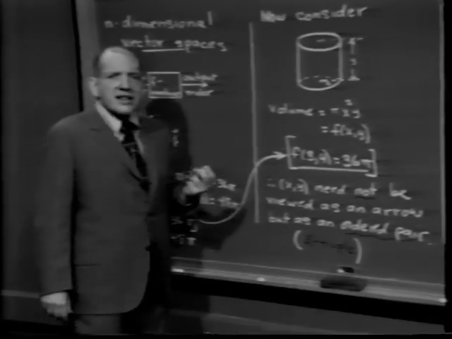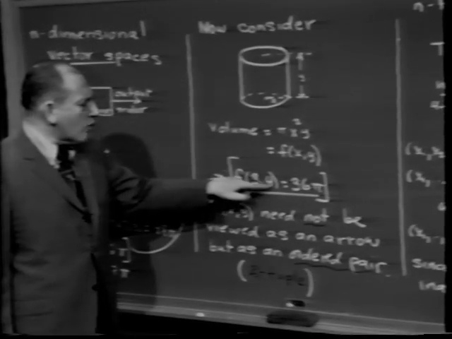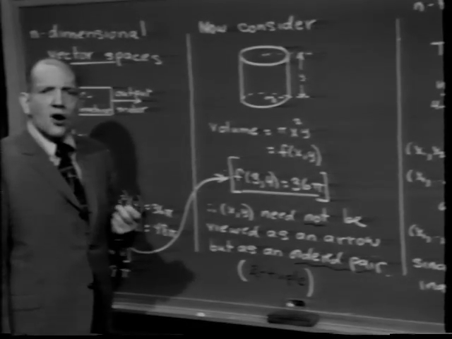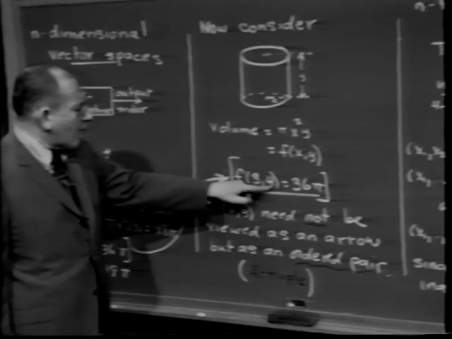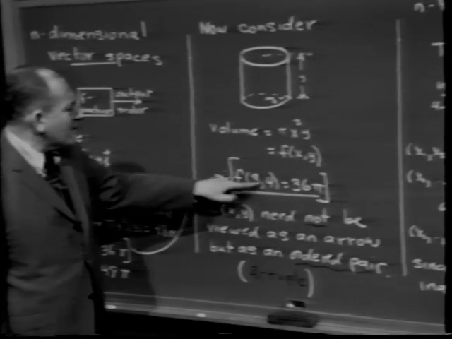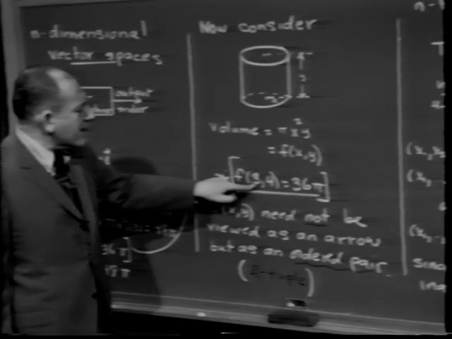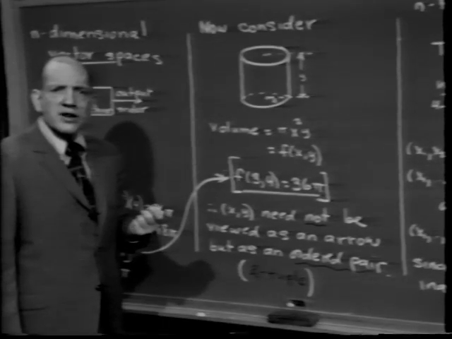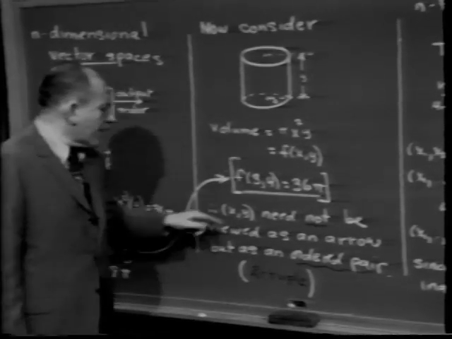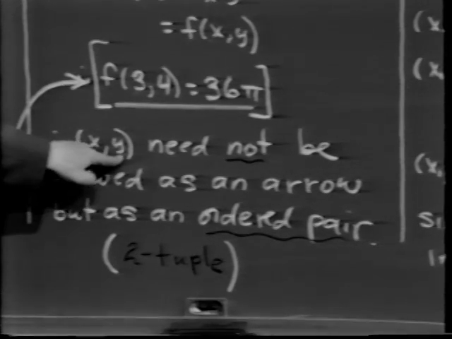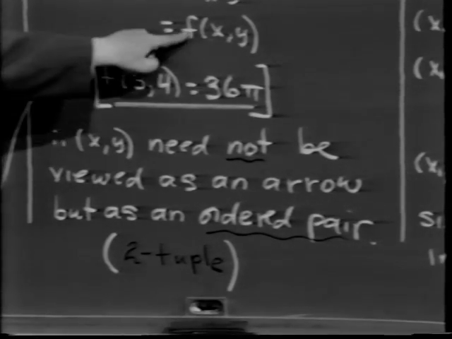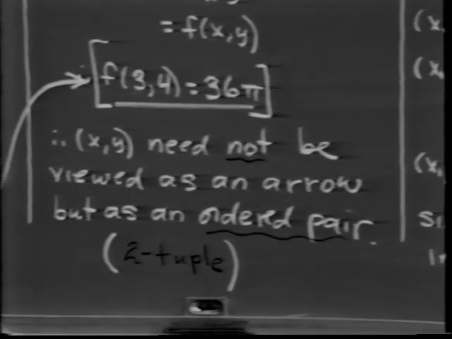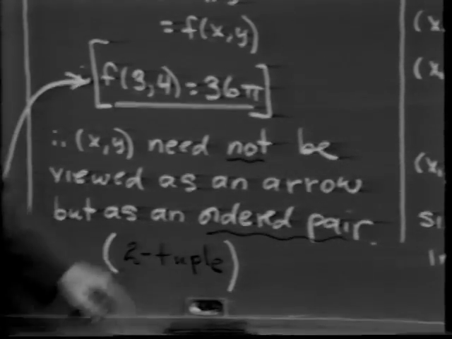The difference is that in the first case, somehow or other, it was quite natural to think of 3 comma 4 as being either an ordered pair or an arrow. In this case, however, my contention is that when we think of the radius of the base of the cylinder and the height, we do not tend to think in terms of arrows, but rather in terms of ordered pairs. In other words, the ordered pair x comma y in the expression f of xy need not be viewed as an arrow, but as an ordered pair. And an ordered pair is called a two-tuple.